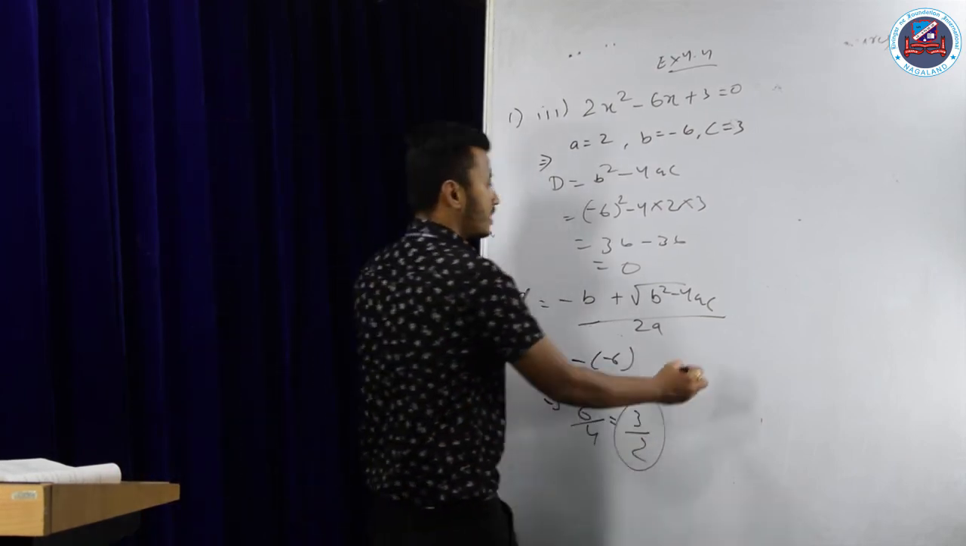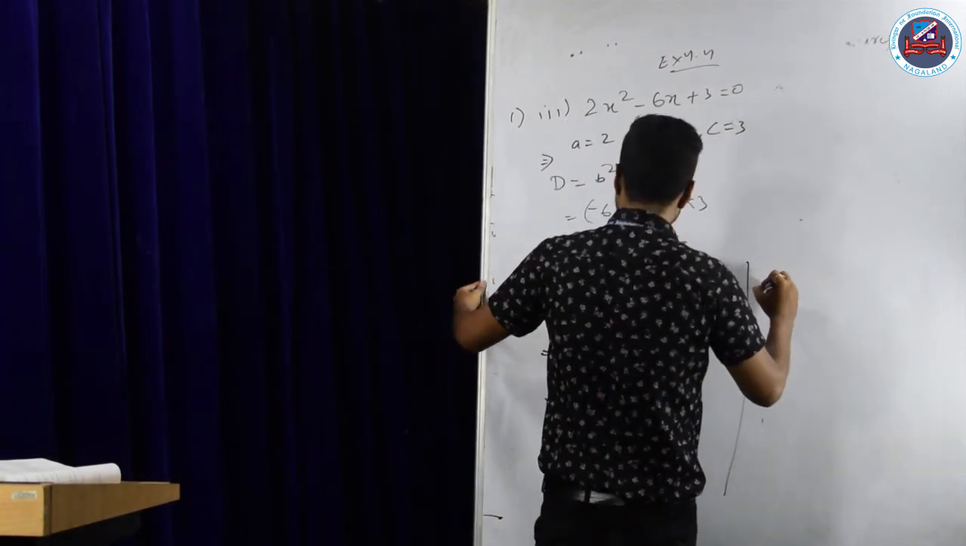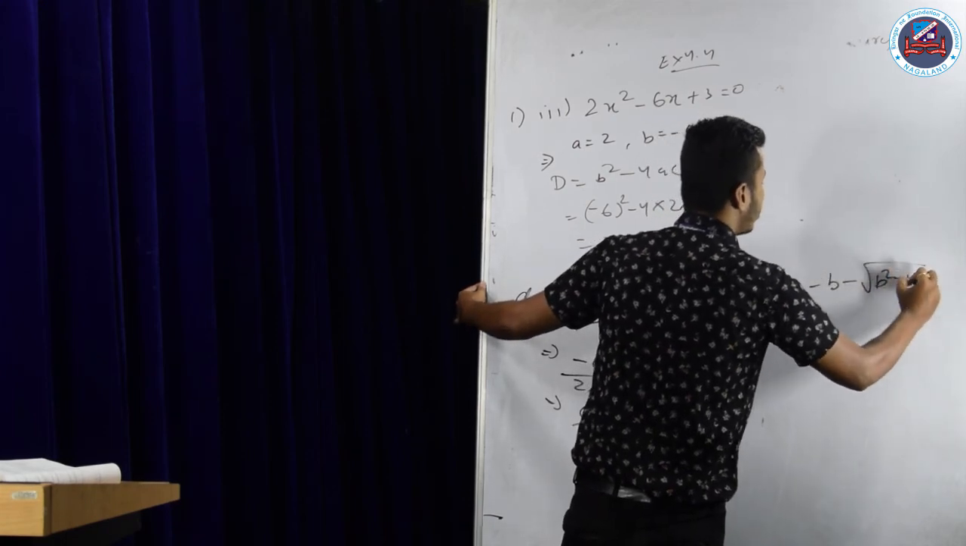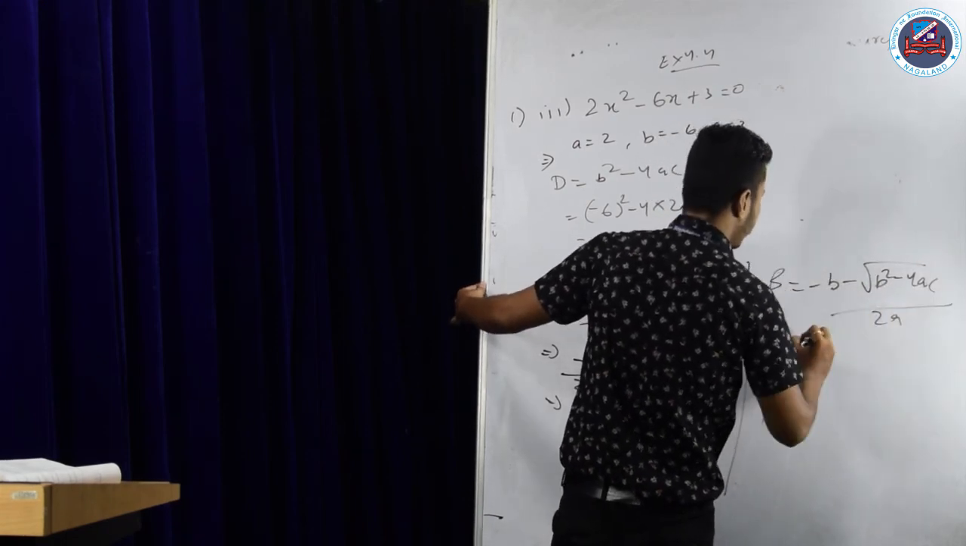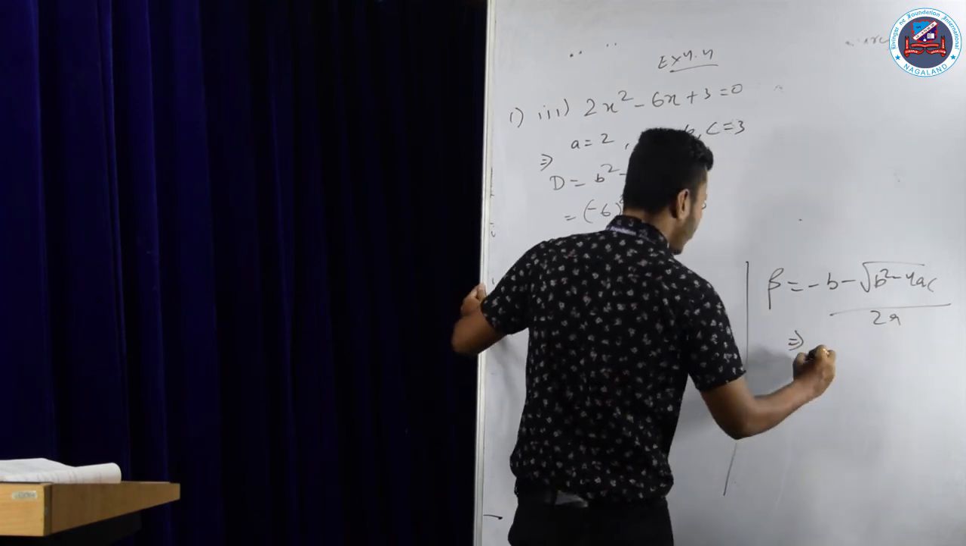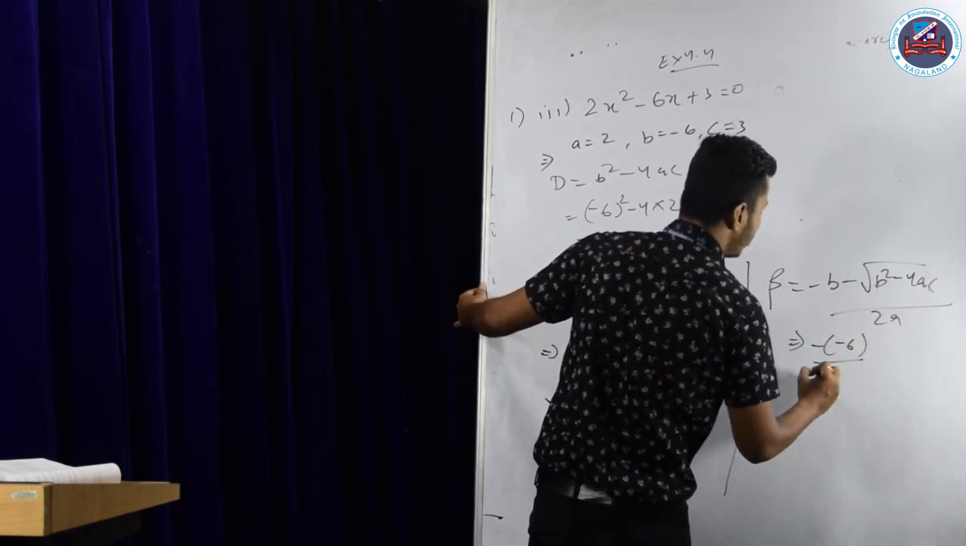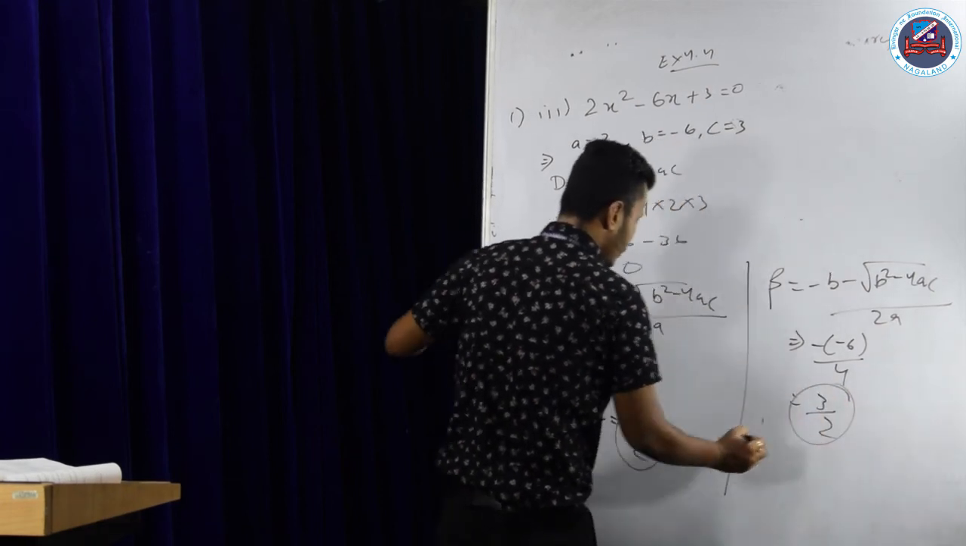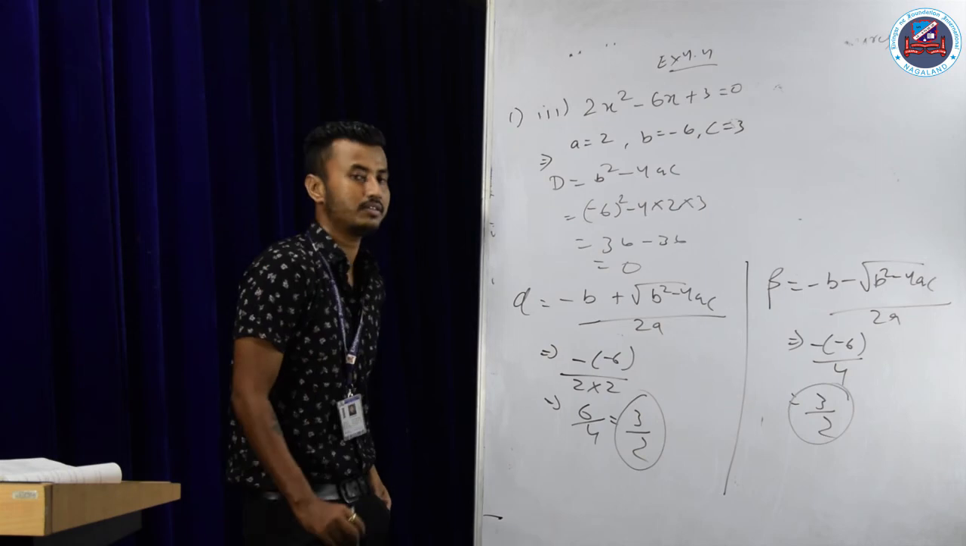Let's try to find out the second root. The second root beta is minus b minus under root b square minus 4ac by 2a. Same way guys, minus of minus 6 by 2 into 2, 4. Answer will come 3 by 2. So there are 2 real and equal roots existing in this equation.